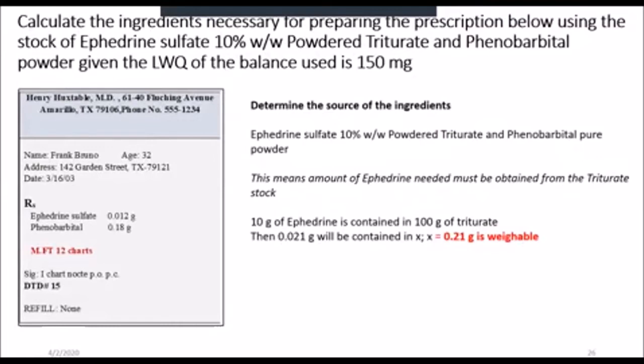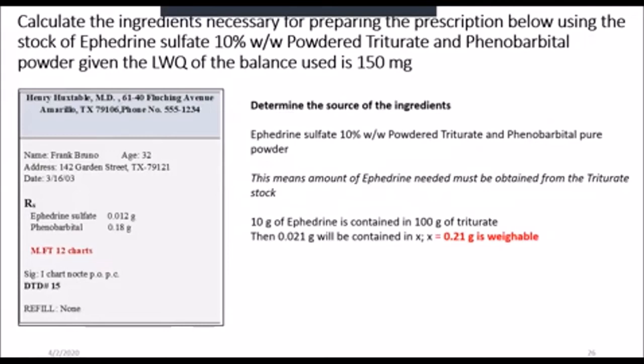What then is this powdered triturate? You have these powdered triturates in the pharmacy, especially in a compounding pharmacy, so that you are able to weigh very potent drugs. So for instance, you would mix 10 grams of ephedrine with 90 grams of a diluent to make your 10% powdered triturate. And it is from this powdered triturate that you can get whatever amount of ephedrine that you need to make it weighable.